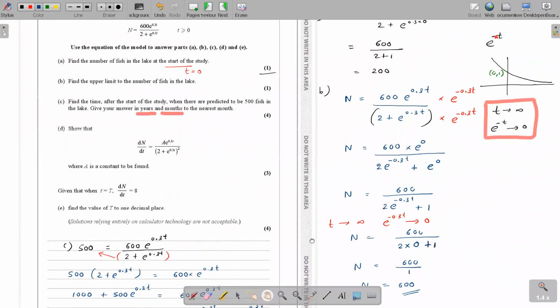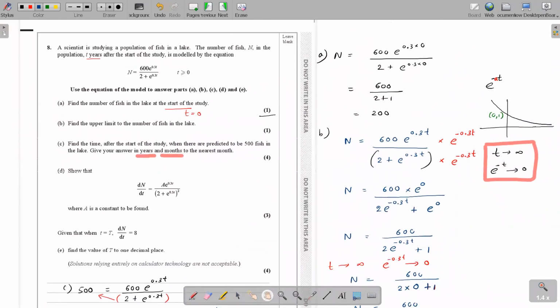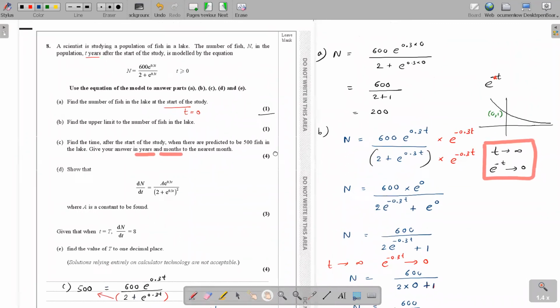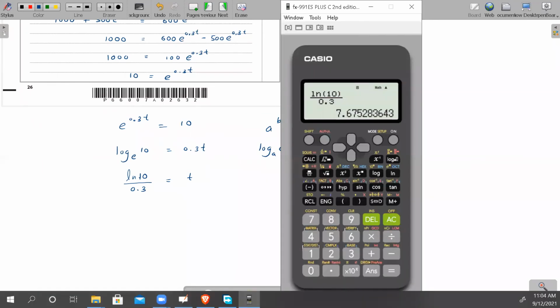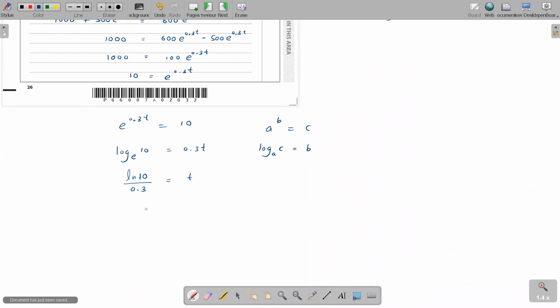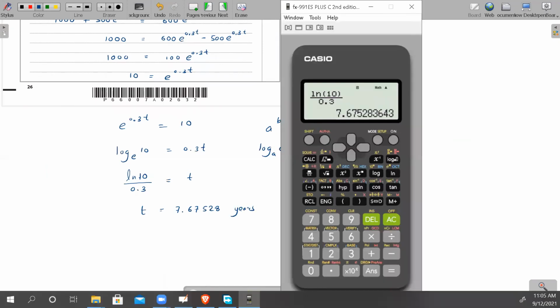The time is measured in years, and n is the number of fish after t years. They want us to find the time in years and months for the population to reach 500. So you can see we get 7.67528 years. Let me check that again.